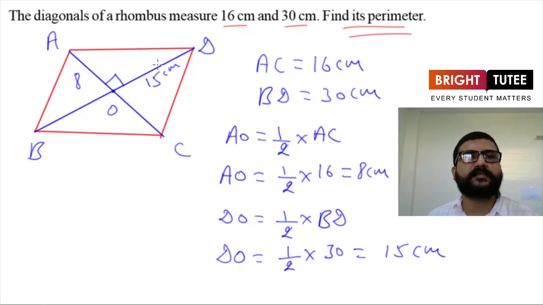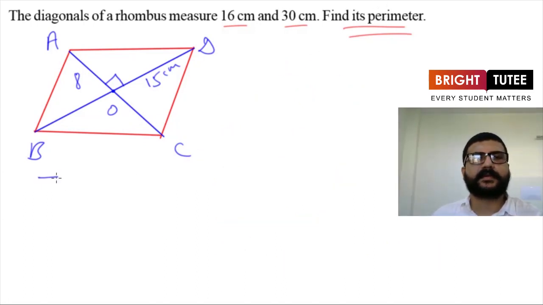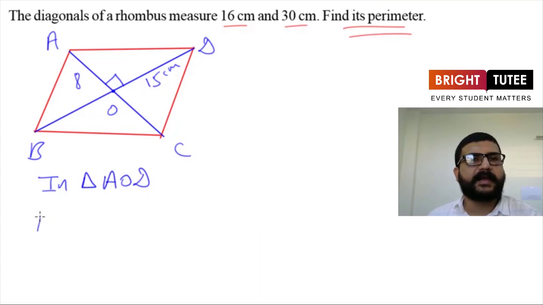Now how to get length of AD? Can we use Pythagoras property in triangle AOD? Yes, we can do that. So now what we are going to do? We are going to use Pythagoras property in triangle AOD. So in triangle AOD, by Pythagoras theorem, we will get hypotenuse square, which is AD square, is equal to the sum of the squares of other two sides. That means it is 8 square plus 15 square.